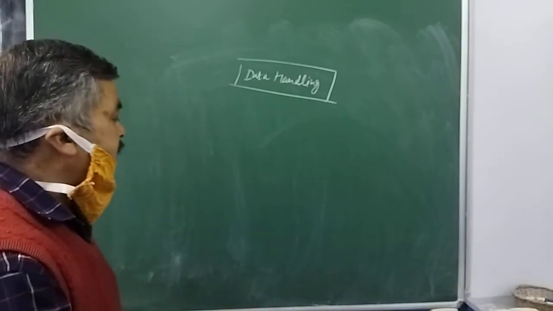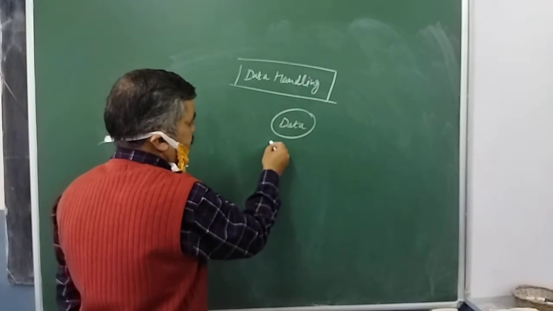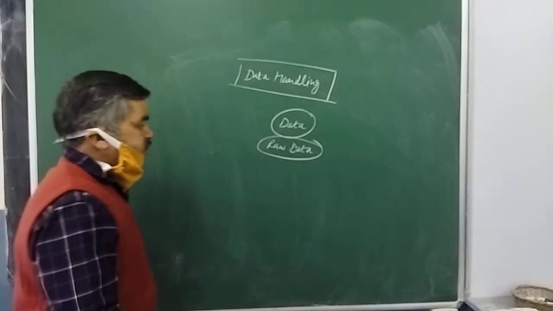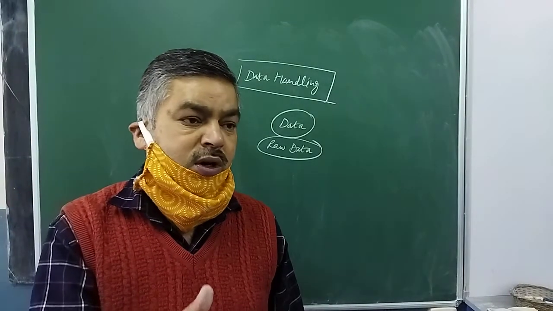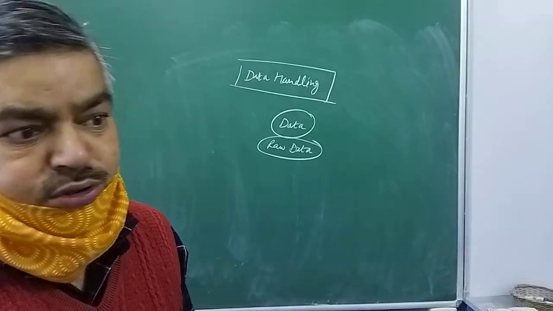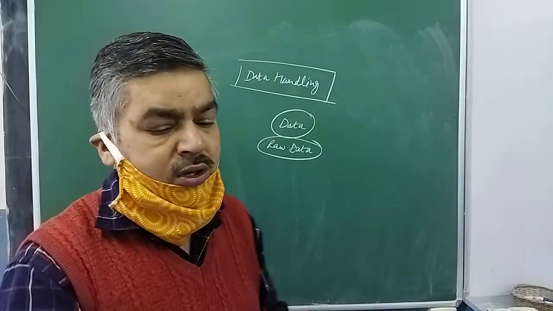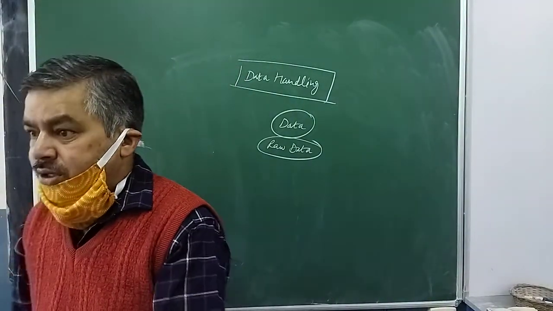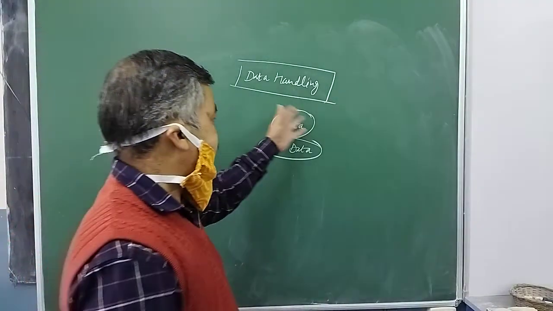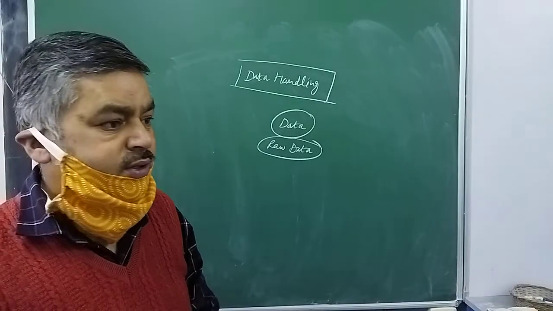So data handling: first of all, make it very clear what is data. What is data? You know raw data. What is this raw data? When you are talking about data, simply you can say it is a collection of observations. For example, I am preparing a list of the tests I have distributed in any class where I conducted the test. That is the data, a listing of observations.